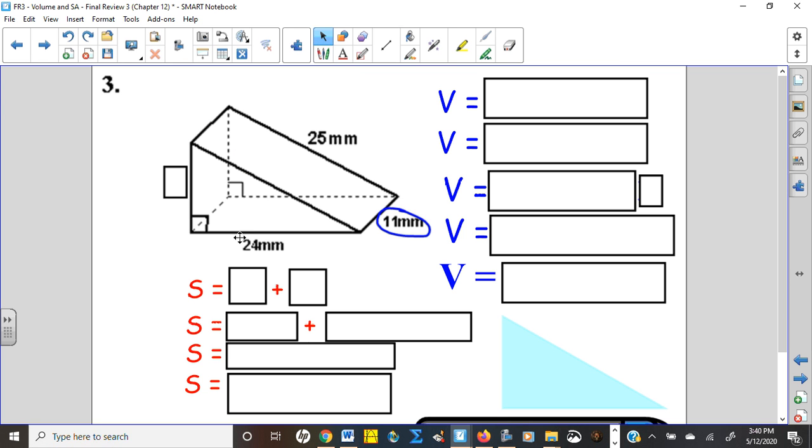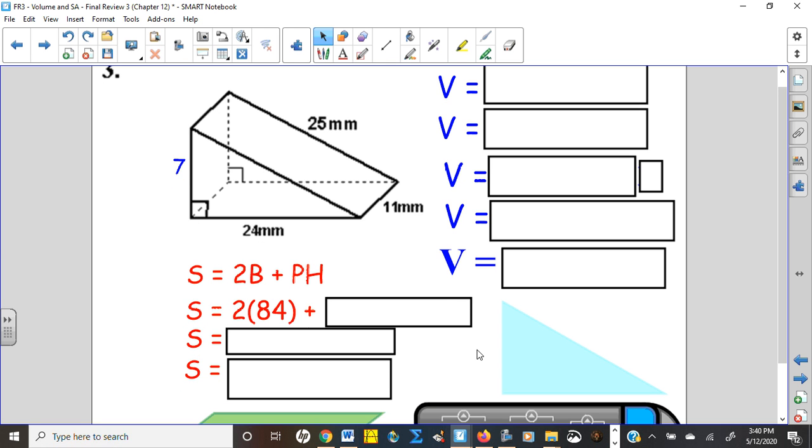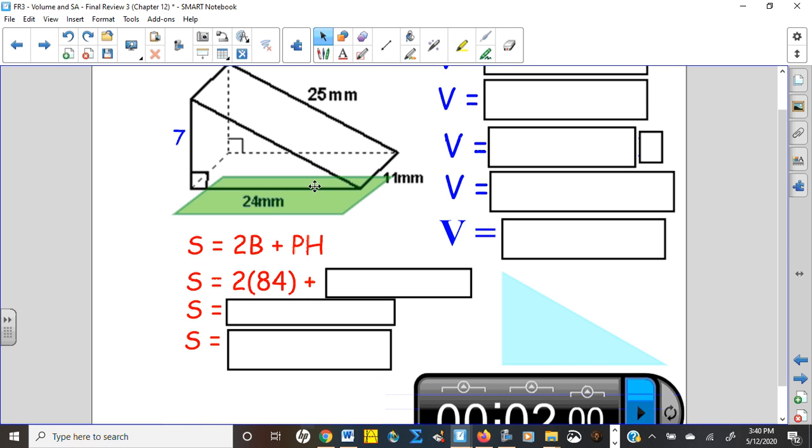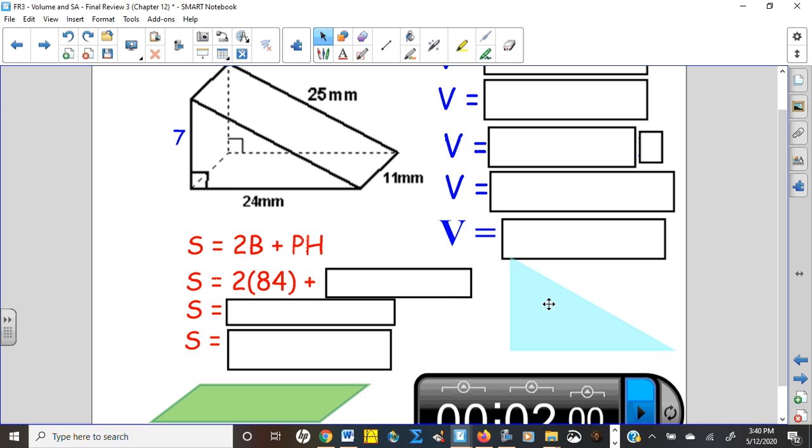By the way, this is a 7, 24, 25 primitive, isn't it? So the vertical height is 7. But now we know that the base is a triangle, which is base times height over 2, and you would get that by doing 24 times 7 divided by 2, and then there'd be 2 of those. It'd be 1 on each side, right? Once again, not the rectangle, that's not the base. The triangle is the base.